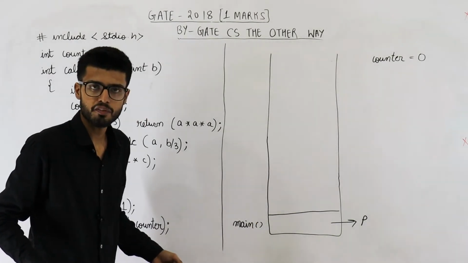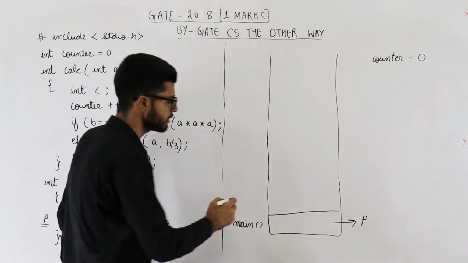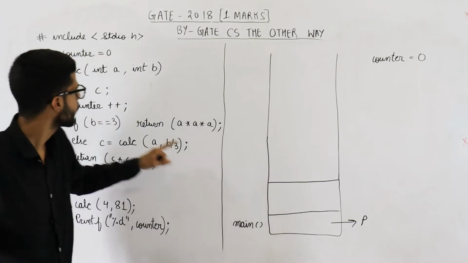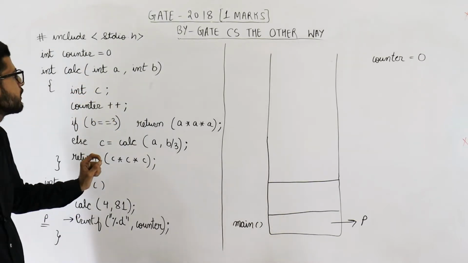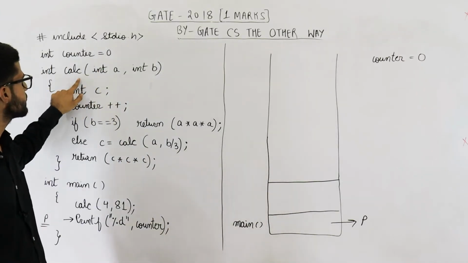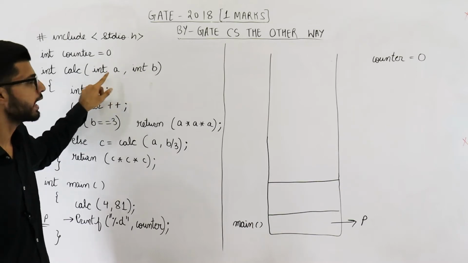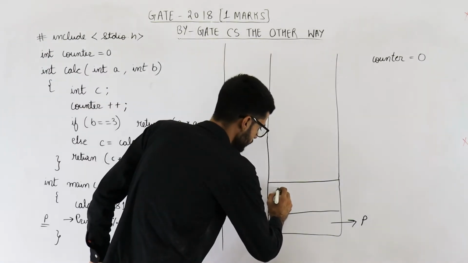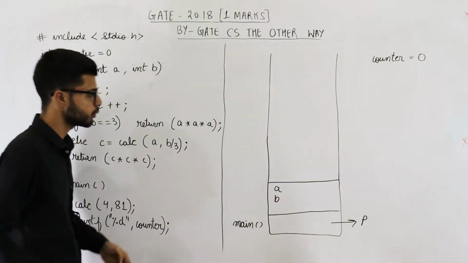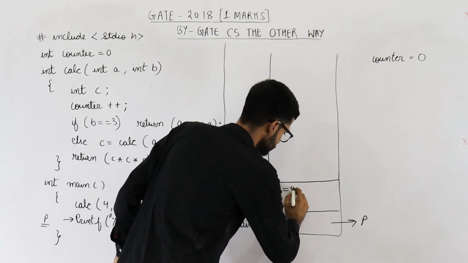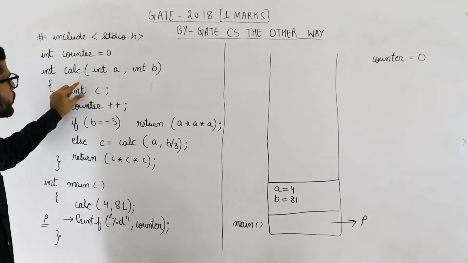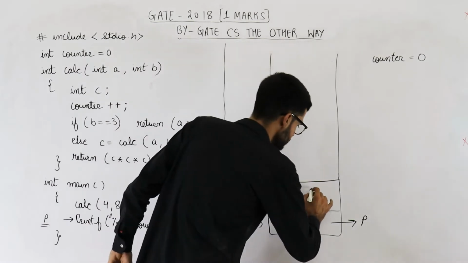See, from here you will call a function. Whenever a function is called, an activation record corresponding to the new function is pushed onto the stack. So this activation record is for this function calc. All of the local variables will be declared inside this activation record. So this calc has these two local variables, A and B, which will be declared inside the activation record of this function. 4 is given to A, 81 is given to B. Now in the next line, we are declaring one more variable that is integer type and is named C.